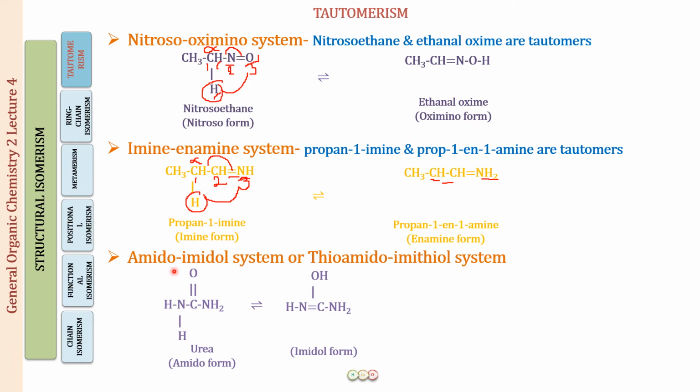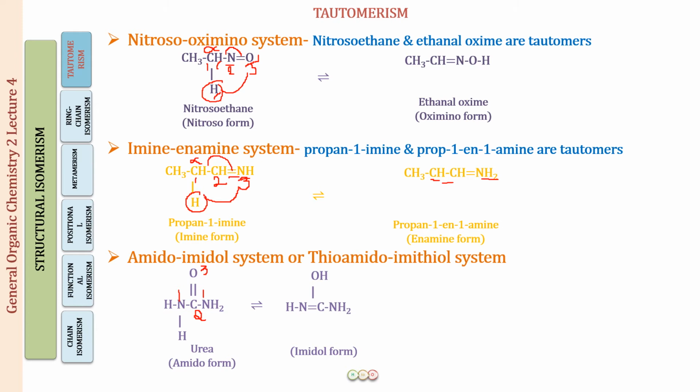We have the amido-imidol system or the thioamido-imidthiol system. Again the names are difficult. Do not worry, it's okay. So what is this? CONH2. This is an amide group. This all of you know. This is the formula for urea. Now in urea, again what you can see is that we have a carbon double bonded to oxygen. This is my atom number 3. This is my atom number 2, and this is my atom number 1. This can also be my atom number 1, either of the 2 nitrogens. Both of them have an alpha hydrogen, so we can remove a hydrogen from any one of them.